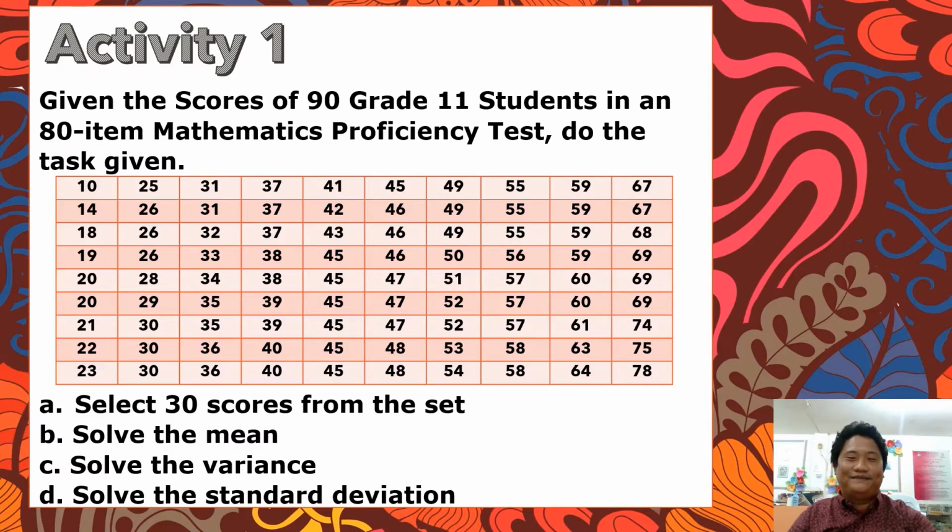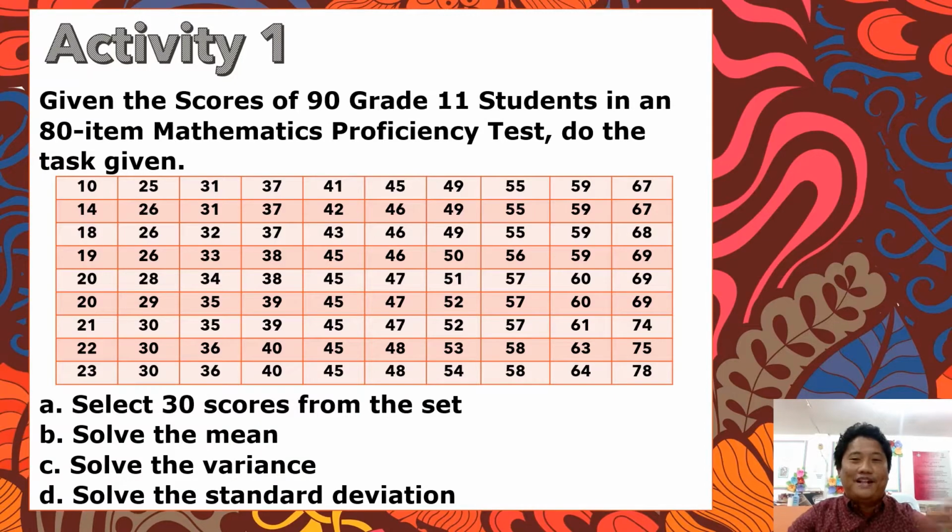God bless. A few moments later. Welcome back. I guess you already have your answers. So you're done selecting 30 scores from the set, then solve the mean, the variance, and standard deviation. And now I will share to you my answer also. So I picked 30 scores from the set, and here are my answers for the activity number 1.